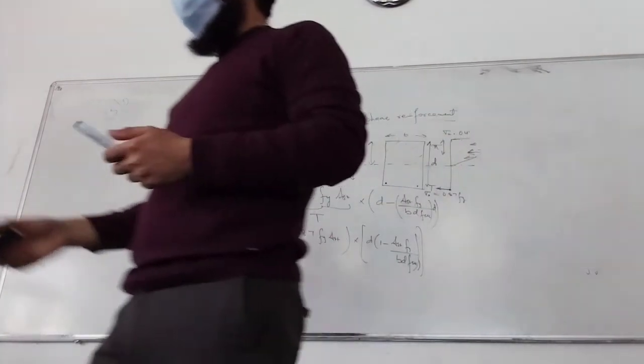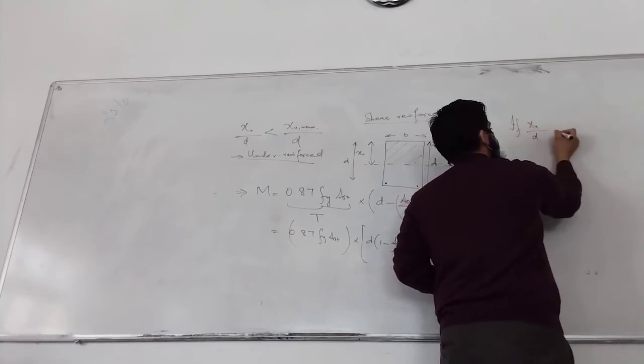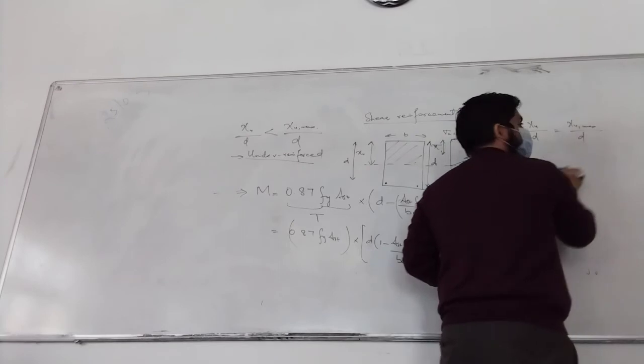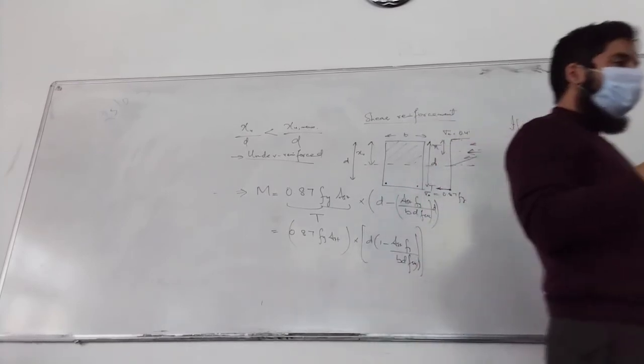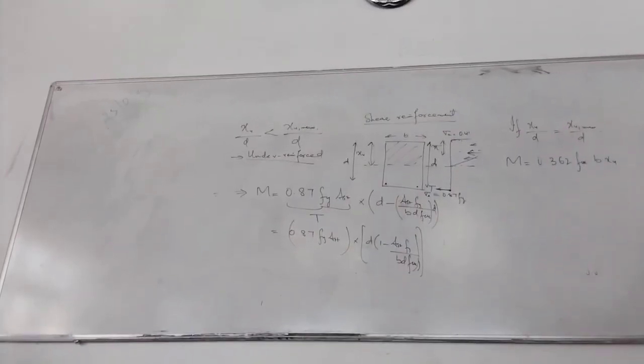Also, if it was not under reinforced, if xu by d is equal to xu max by d, then your M will be dictated by, I am not writing down Mu, it will be 0.362 fck b xu. What is this? Compression. 0.362 fck b xu is C into the same d, because the lever arm between the two will be the same. So this is when it's a balanced section.